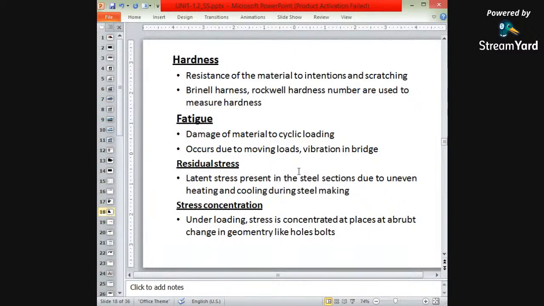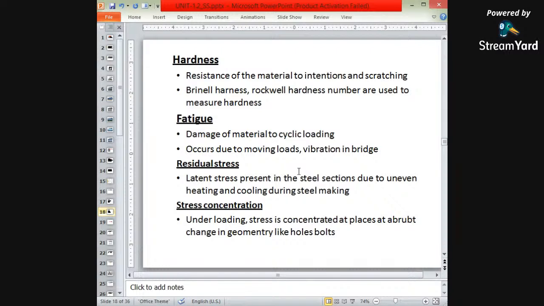Again, what is fatigue? Fatigue is nothing but the damage of materials due to cyclic load. Due to this cyclic load, there may be failure in the steel structures. Such failure in a steel structure due to the moving of cyclic load is nothing but the fatigue. It occurs due to moving loads or vibrations in the bridges.